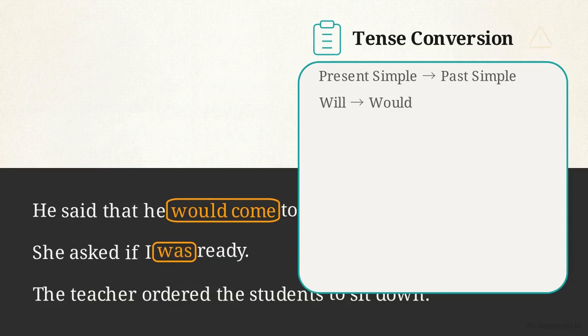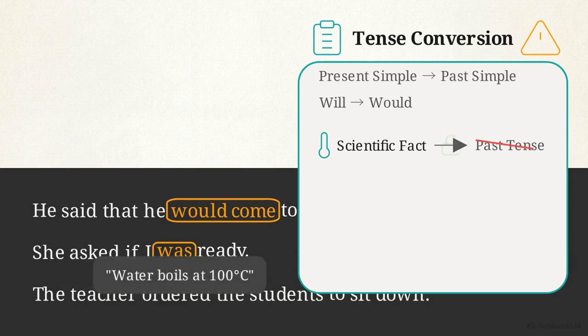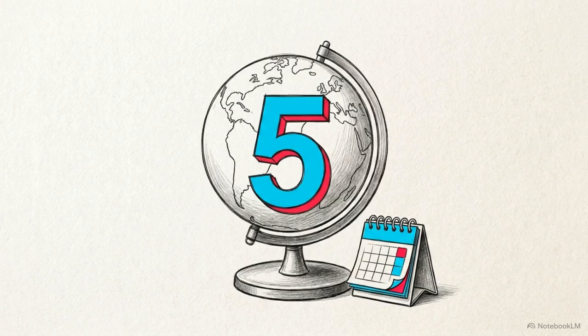There is one exception to this rule. If the original quote is a universal truth or a scientific fact, like water boils at 100 degrees Celsius, the tense does not change. Finally, we reach step 5, converting time and place words.